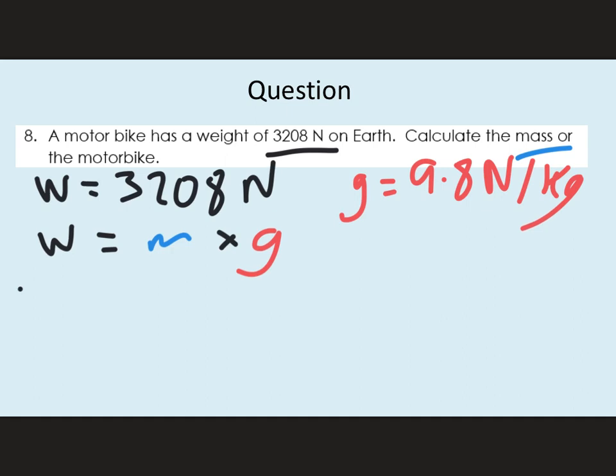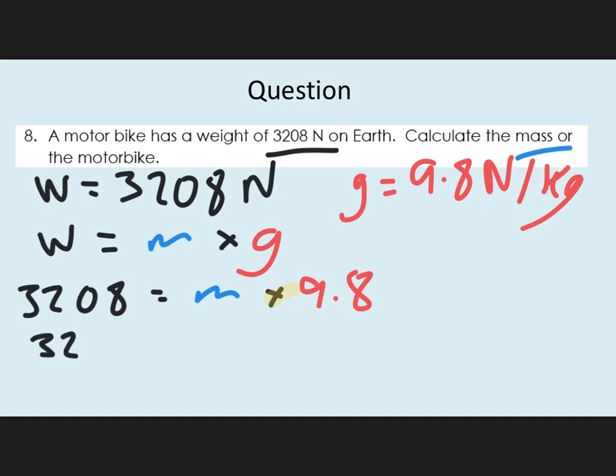So putting the numbers in, I get 3,208 equals the mass that I'm trying to find out multiplied by 9.8. Because this is a times on this side here, remember this times here needs to be used as a divide on the other side. So I get 3,208 over 9.8 equals the mass.